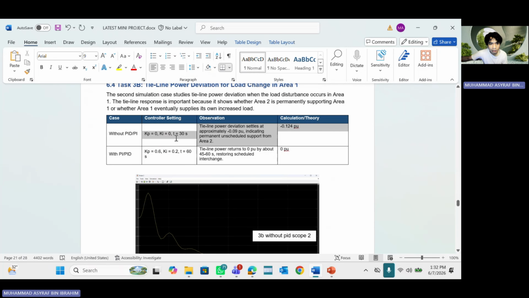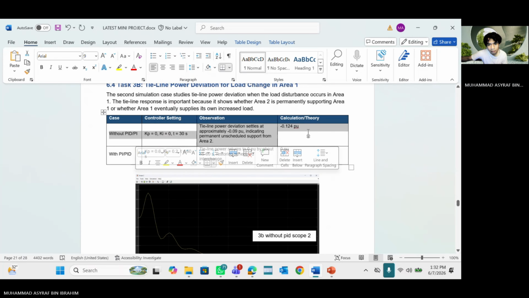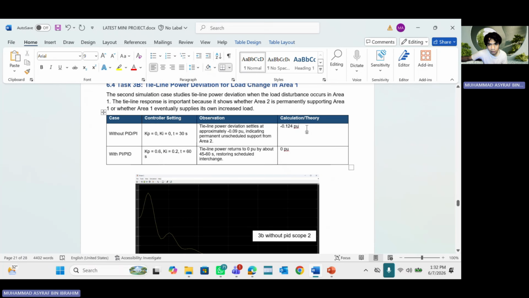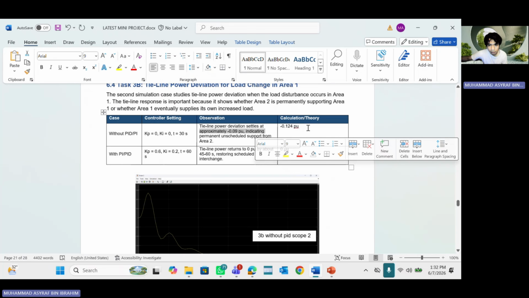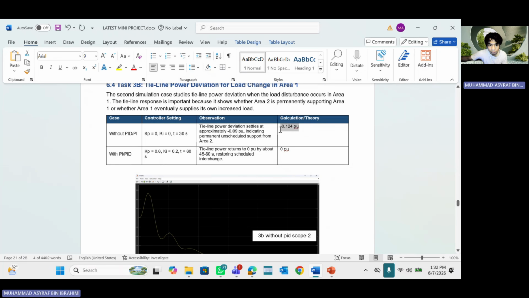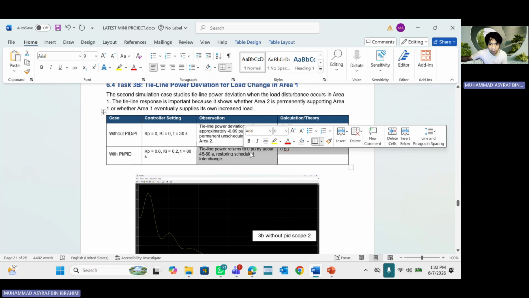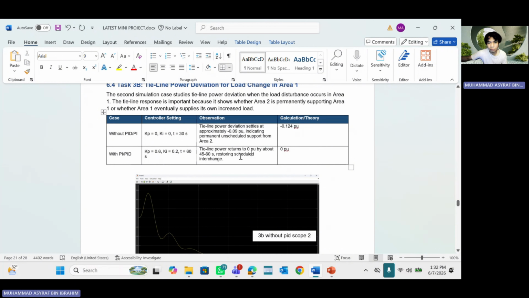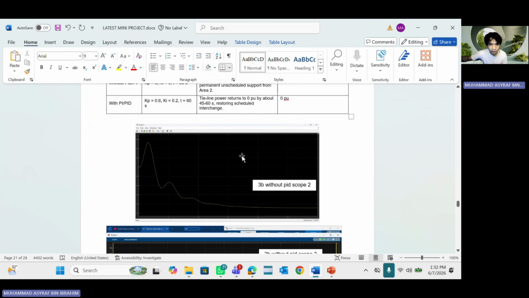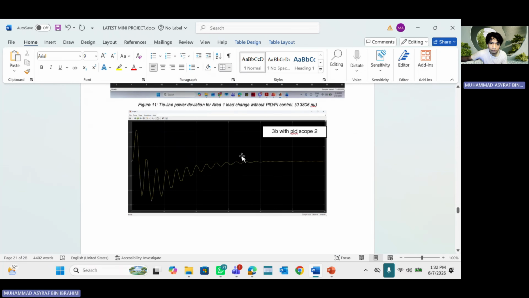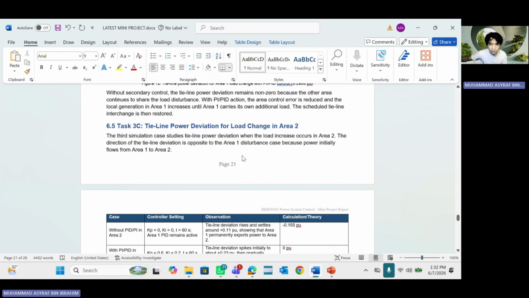And then for the power deviation for change in area 1, okay, so the observation for simulation is negative 0.09, but for theory, we have negative 0.124. Okay, so it's a change of like 0.1. And then with PID, it should return to 0, and it does return to 0 after we add the PID, which the simulation part, the graph, everything will be explained by our group mates.